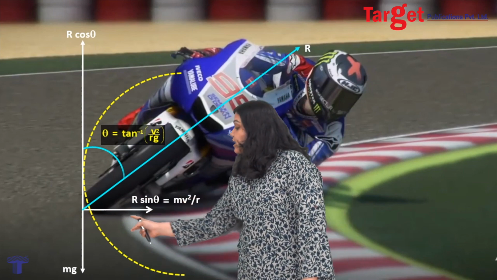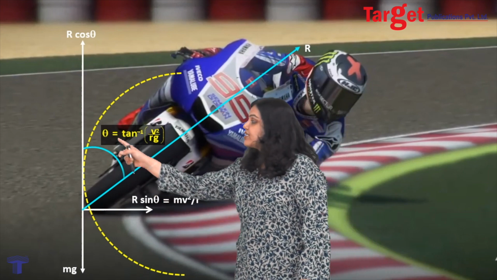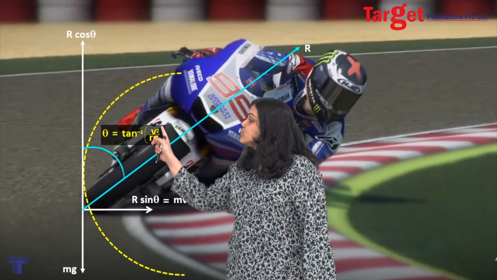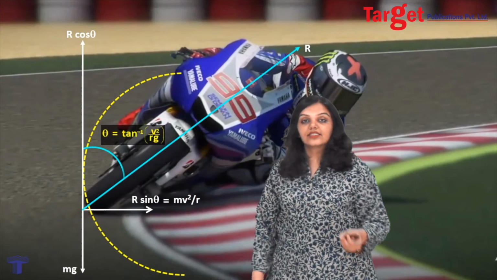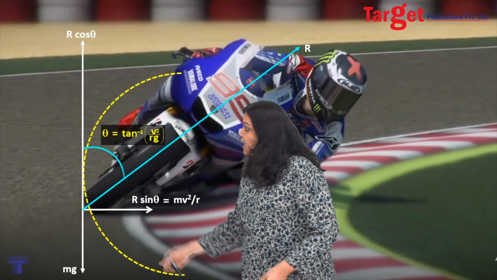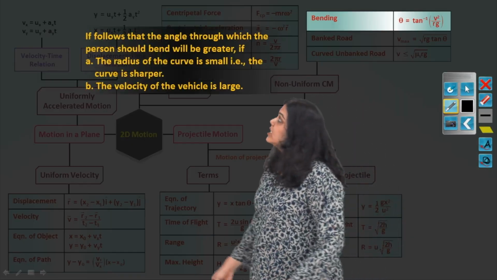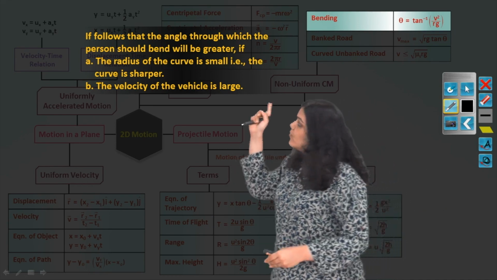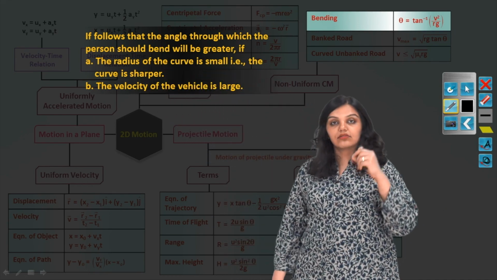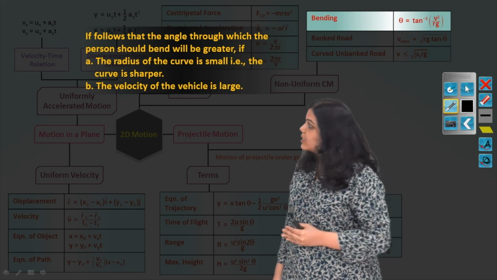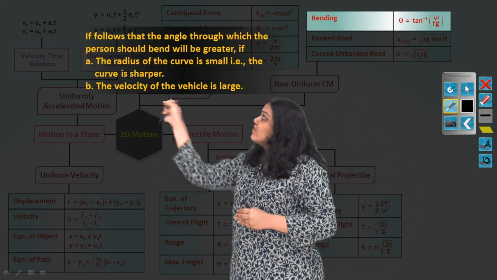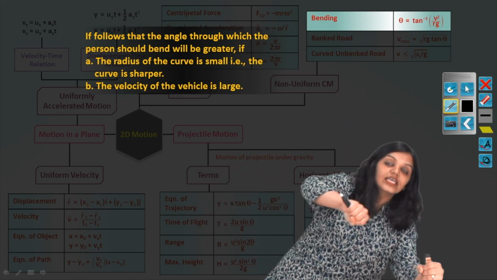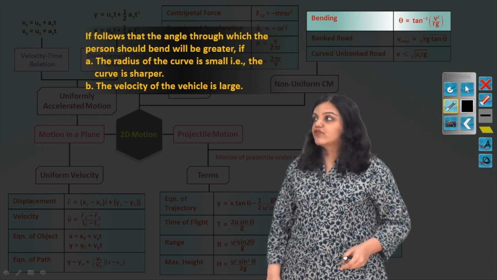And because of this equation, we get the no skidding condition, that is the theta. The angle with which the biker should bend is tan inverse v square by r g, where v is the speed, r is the radius, and g is acceleration due to gravity. And from this formula, you can conclude that the angle through which the person should bend will be greater if the radius of the curve is smaller, r is in the denominator. So if r is small, the angle will be bigger, that is if the curve is sharper, and if the velocity of the vehicle is large. So the faster this biker is taking the turn, the more he'll have to bend to prevent himself from skidding.